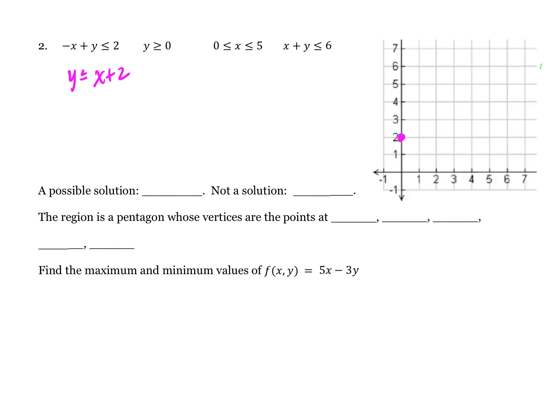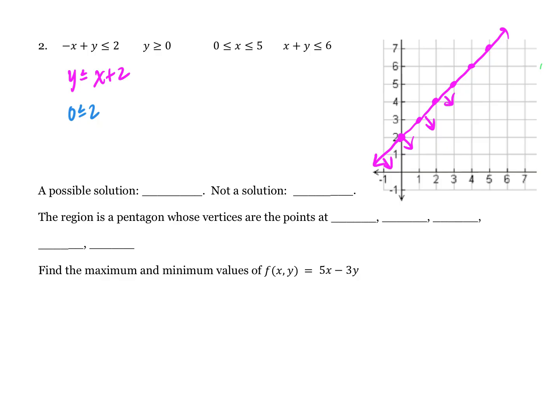So I'm going to go up to 2. I've got a slope of 1. Solid or dashed line? Solid. I want to shade for this pink just with respect to pink. I don't care about my others. If we use 0, 0, could I use 0, 0 on this? Is 0 less than 2? Yeah. So I'm going to shade towards the 0, 0.